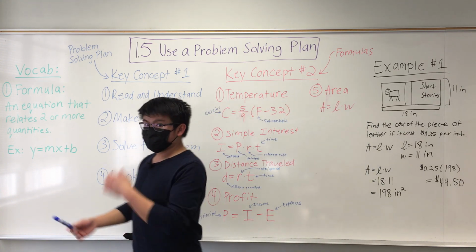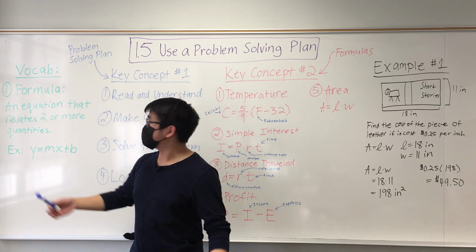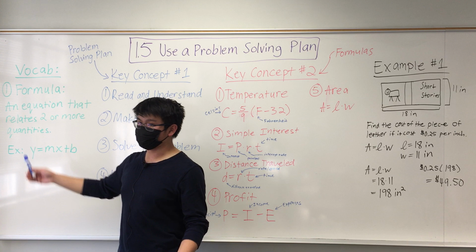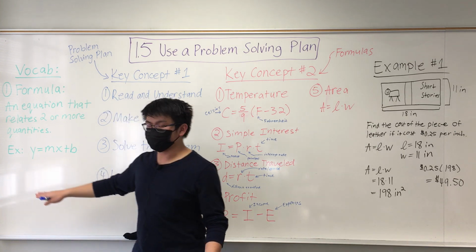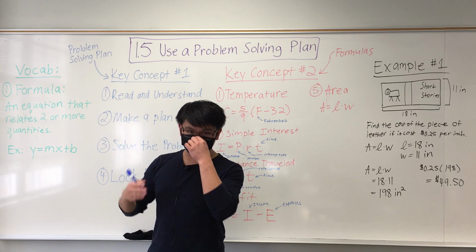There's only one vocab word this time, and it's called formula. So what is a formula? A formula is an equation that relates two or more quantities, right? Let's look at an example: y = mx + b, and that'll become more relevant in the upcoming chapters.